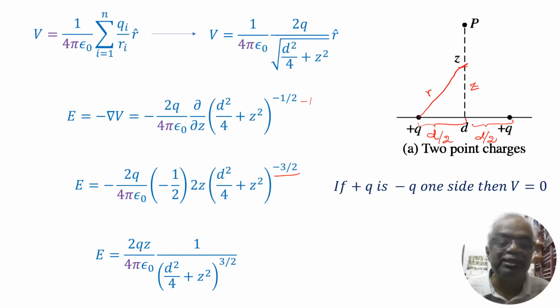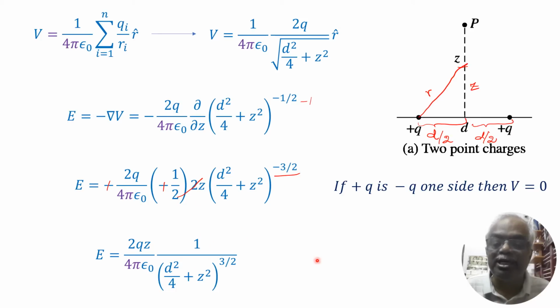So now the 2 will get cancelled. Similarly, the minus and minus will get cancelled and become plus. So here you have 2qz over 4 pi epsilon naught. This can be written as 1 over (t squared over 4 plus z squared) whole thing to the power 3 by 2. I am bringing this to the denominator.